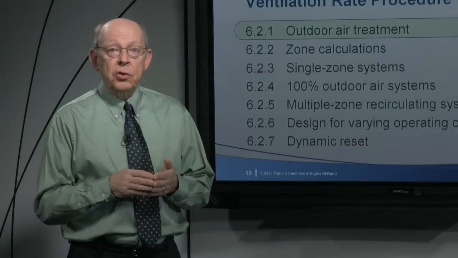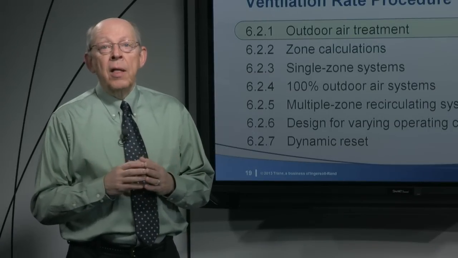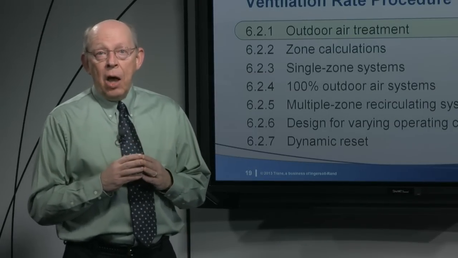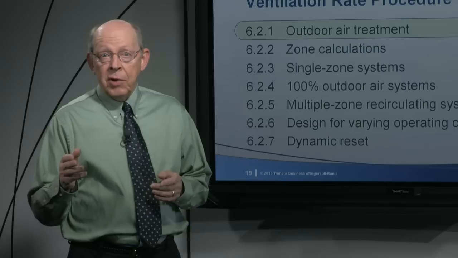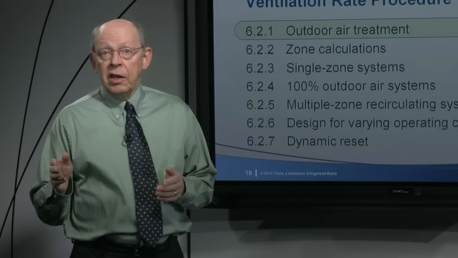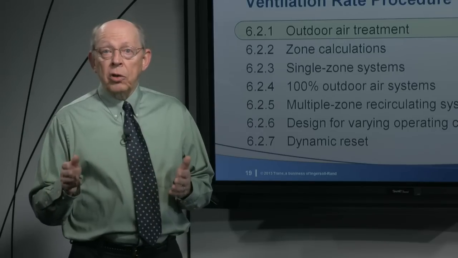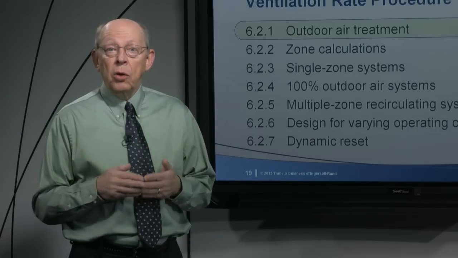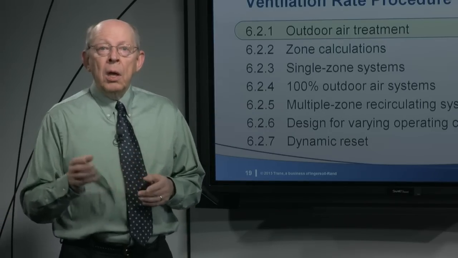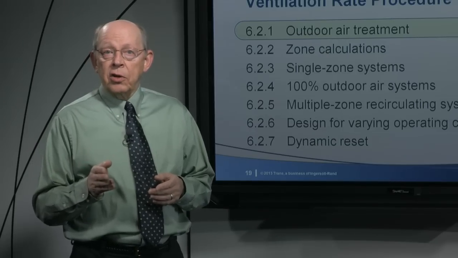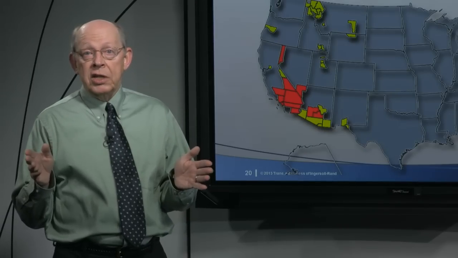Before we turn our attention to ventilation calculations, however, I want to briefly discuss outdoor air treatment. We use outdoor air to dilute and remove indoor contaminants. But since outdoor air itself can contain contaminants, in some geographical locations, the standard requires outdoor air cleaning between the intake and the occupied zone. The ventilation rate procedure requires filters in PM10 non-attainment areas, those areas where the concentration of particulate matter, 10 microns and smaller, exceeds the National Ambient Air Quality Standard.